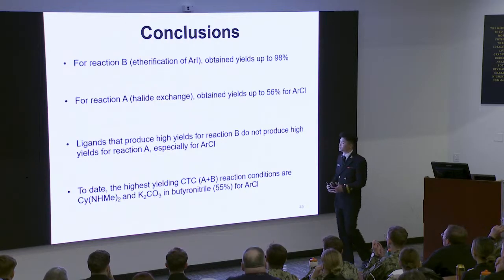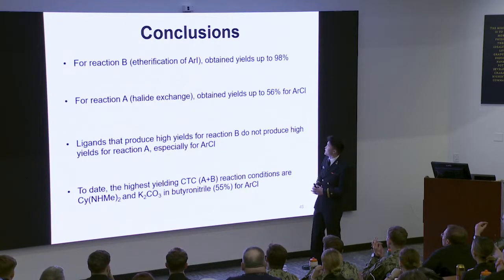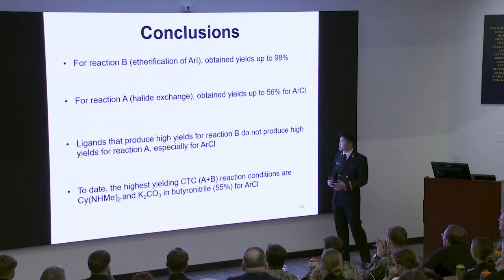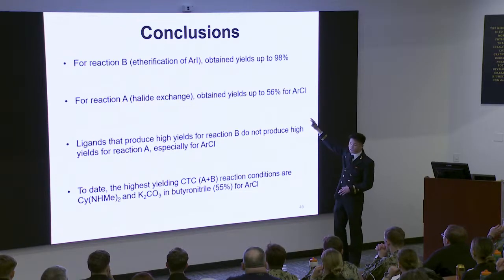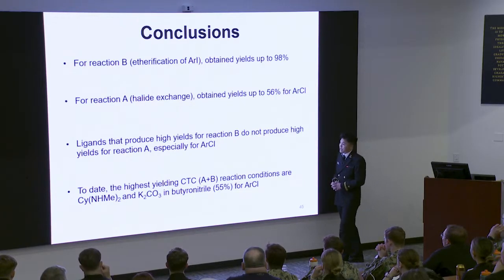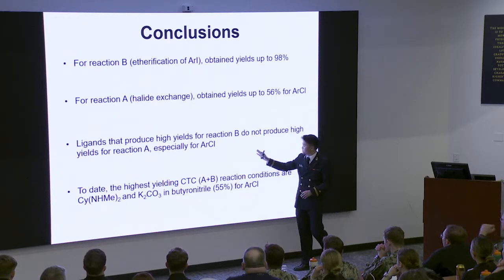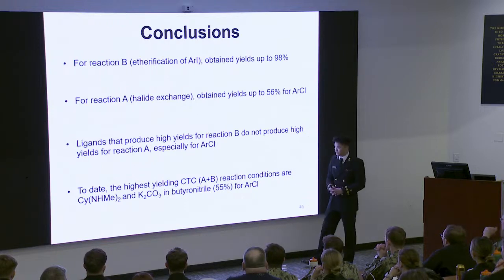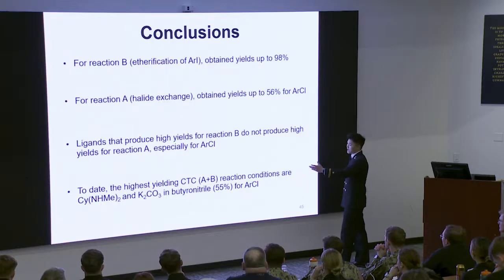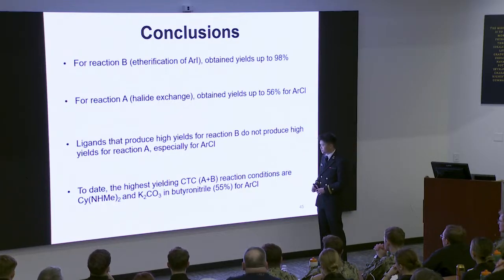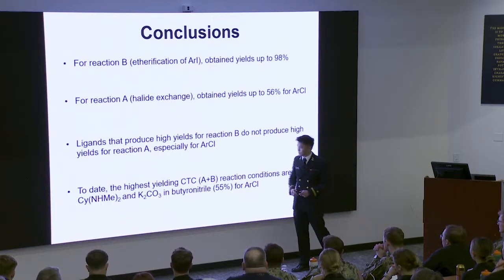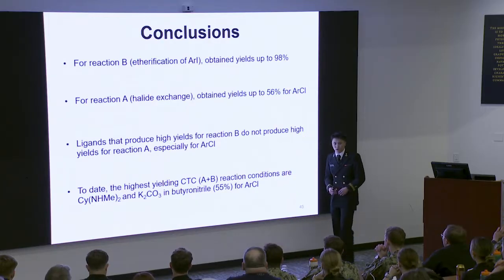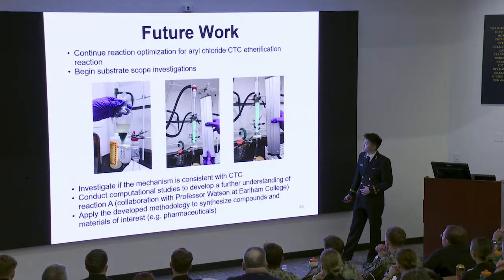So in conclusion, for reaction B, the esterification of aryl iodide, we obtained yields up to 98%. For reaction A, the halide exchange reaction, we obtained yields up to 56% for aryl chloride. And ligands that produce high yields for reaction B do not produce high yields for reaction A, especially for our aryl chloride substrate. And to date, the highest yielding CTC A and B reaction conditions are cyclohexane diamine ligand and potassium carbonate in butyronitrile with a 55% yield for aryl chloride, as previously discussed.